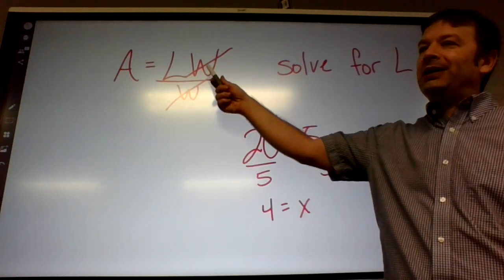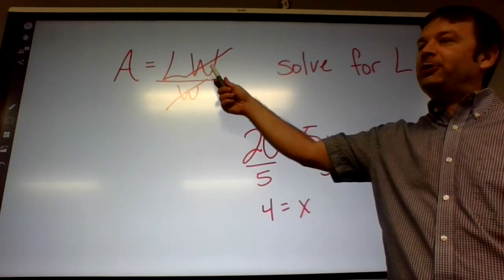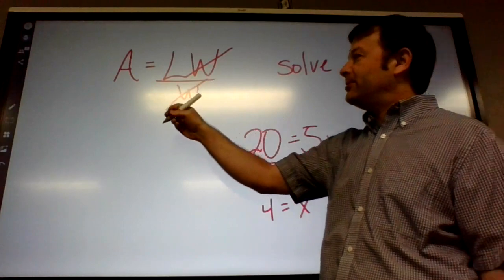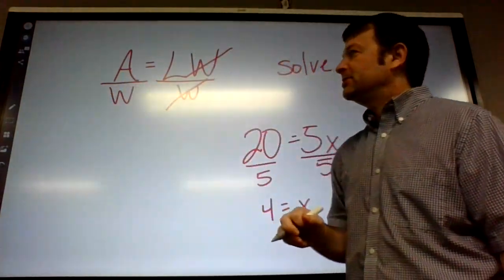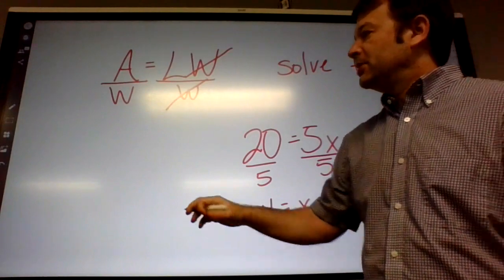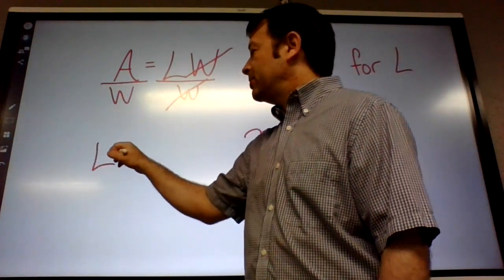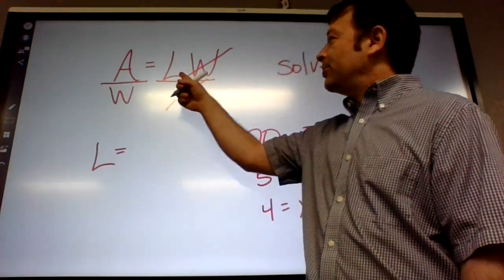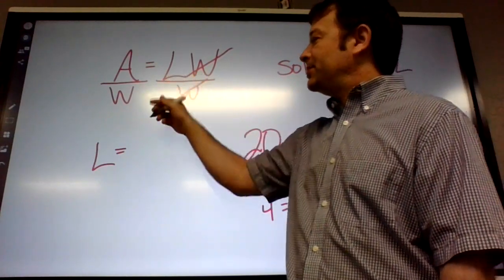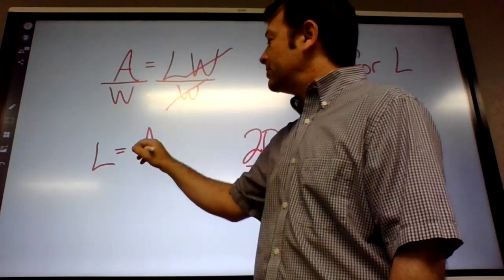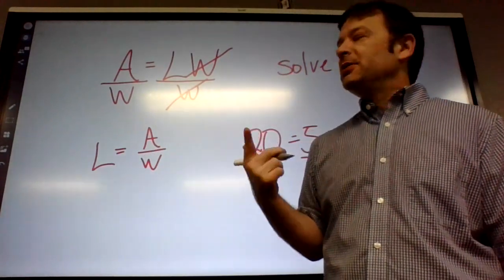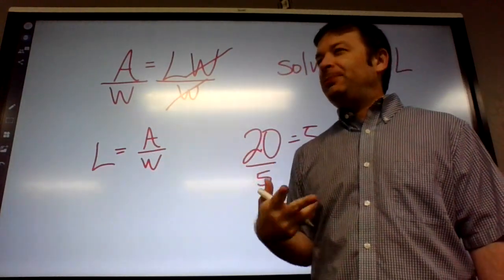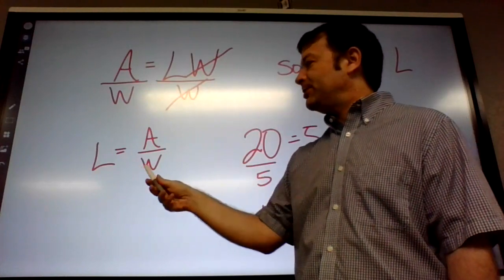Over here, I'm dividing by W. W is some number, I don't know what it is right now, but I'm dividing by W. But if I do it on this side, I've got to do it on the other side. We don't know yet. Depends on what the problem is. So the length in a rectangle is equal to the area divided by the width.